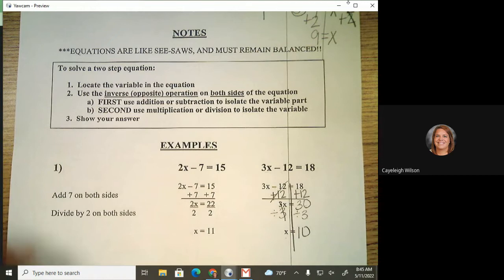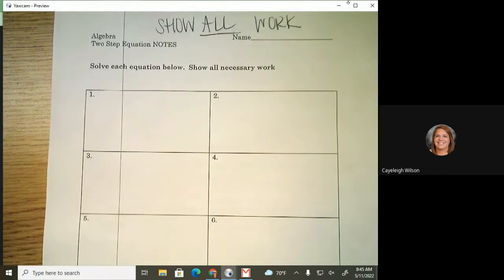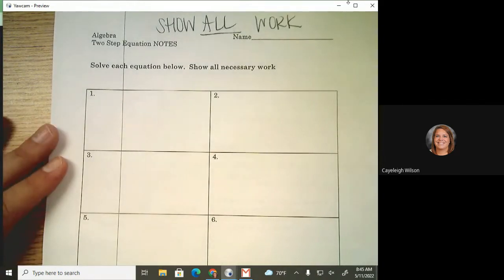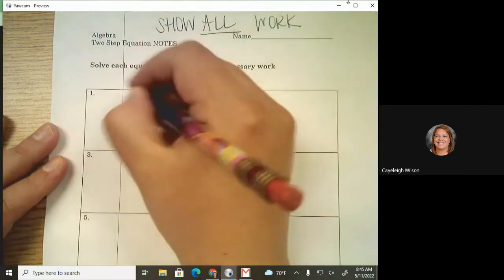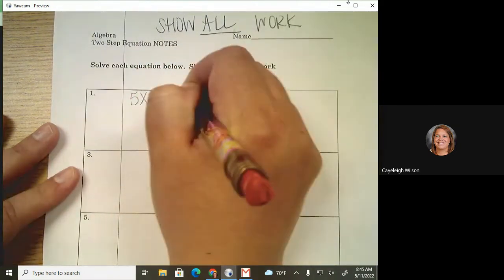All right, we're going to flip it over. It is blank back here, and that's going to be so I know if you are paying attention to the notes. Okay, so number one, we're going to start with 5x minus 6 equals 14.